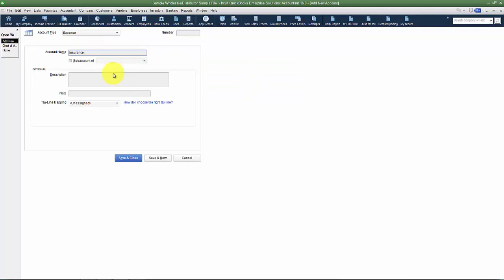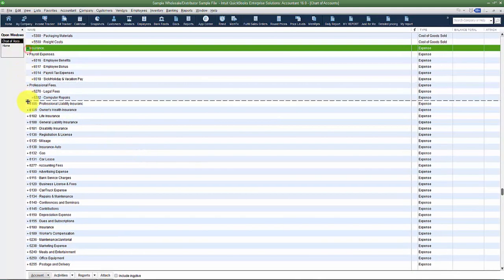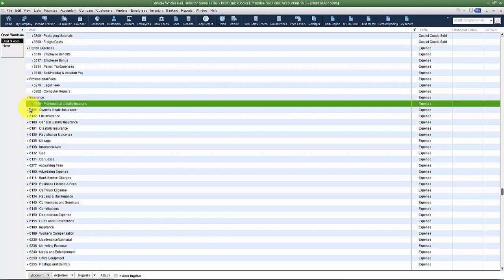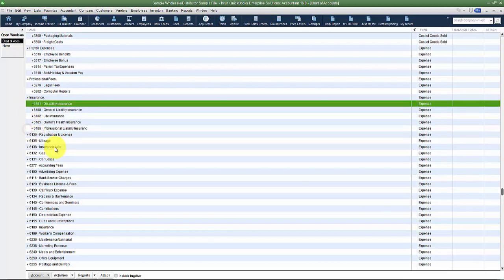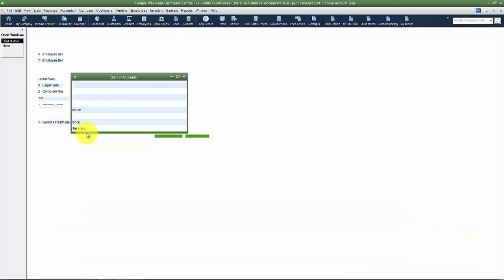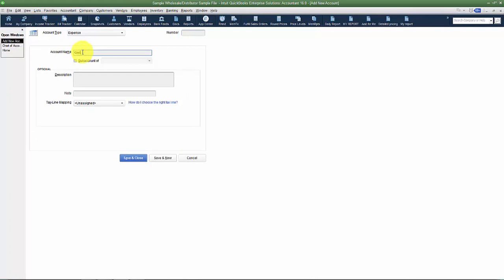Already in use. Okay, insurance. So drag it down here. Professional liability, health insurance, life, disability. Okay, registration and license. We're going to create a high level one called general and admin.